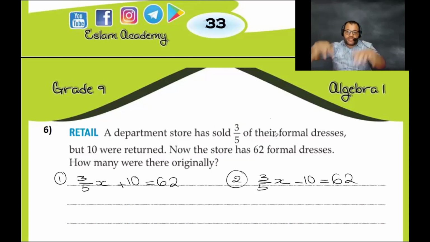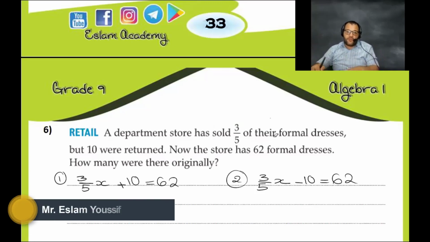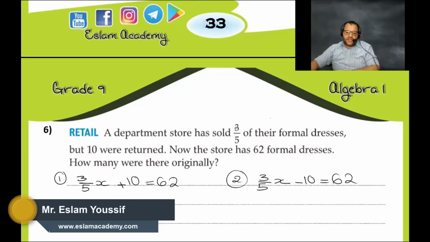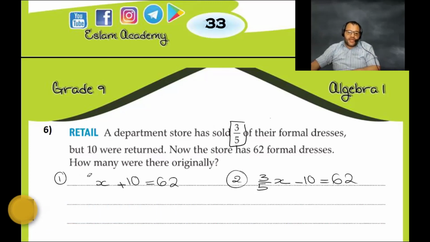Does Jarir now still have the same number of pieces? So the store sold 3 over 5, which means he still has, until now, 2 over 5.